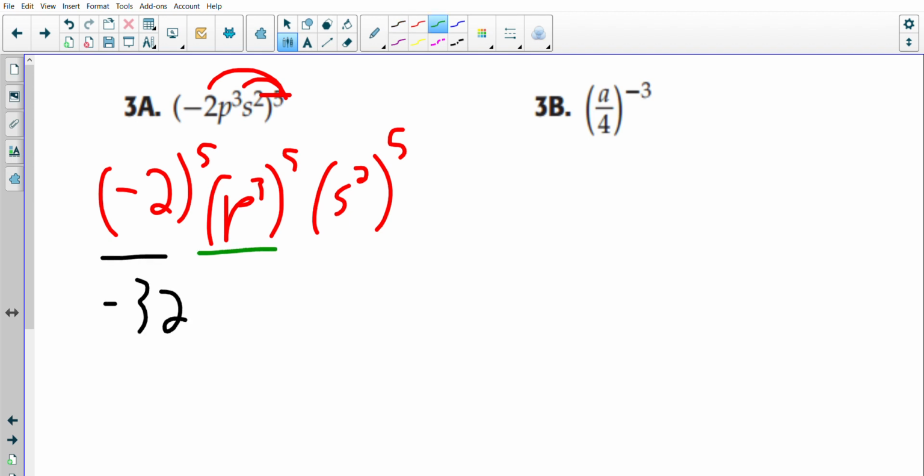Next one, p to the 3rd to the 5th, this is a power to a power, so we get p to the 15th. And then the last one, another power to a power, we get s to the 10th. And that's all there is to it.